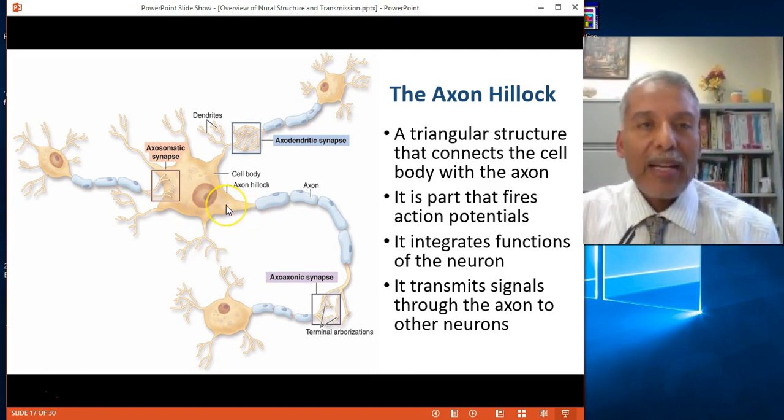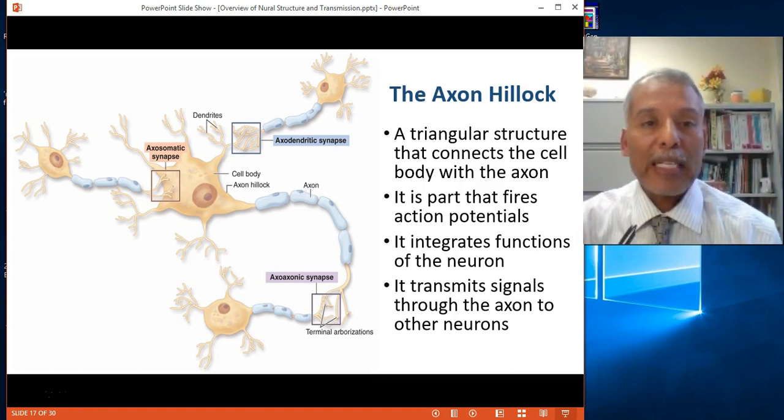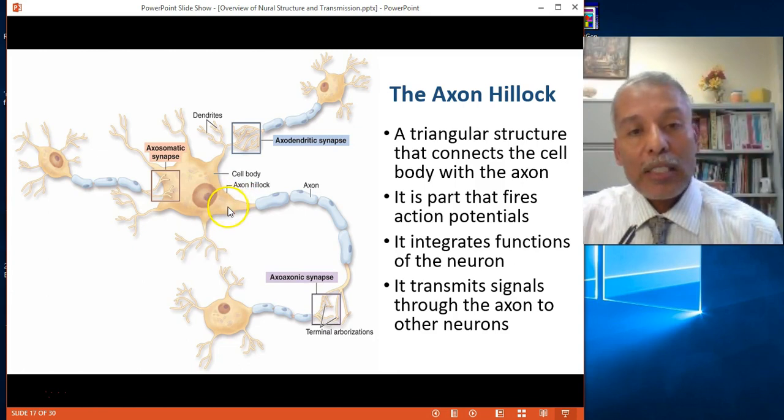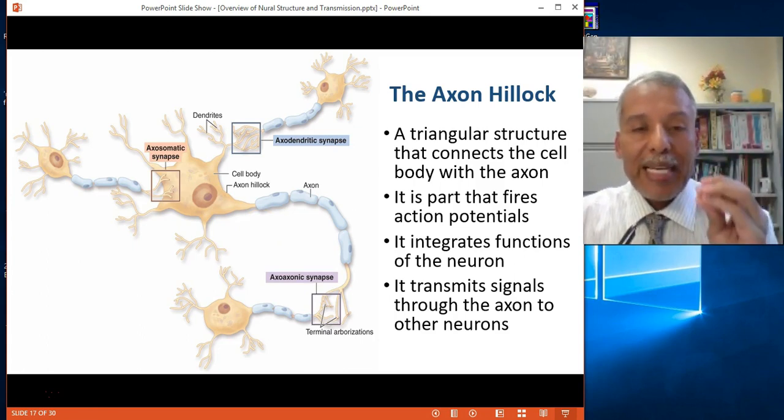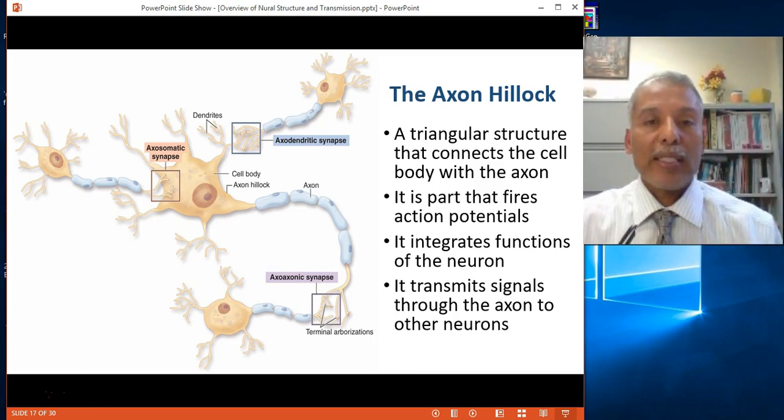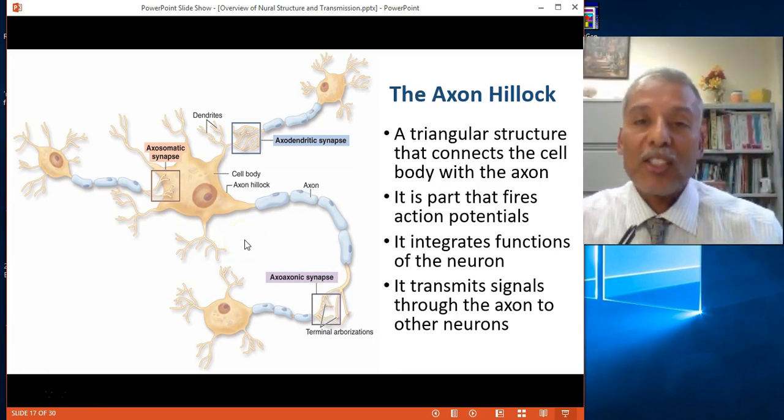So that area is an area where the neuron integrates its functions. It takes all kinds of information, processes, and makes a decision whether to fire or not to fire. And once it fires, it transmits the signal through the axon. We will explain in detail, when we do transmission, exactly how this process takes place. It is very, very interesting.